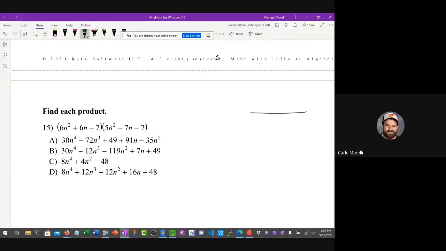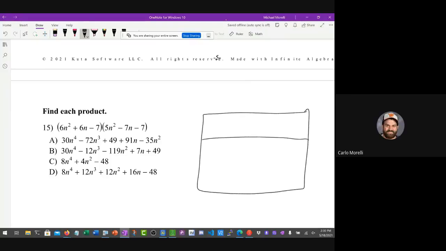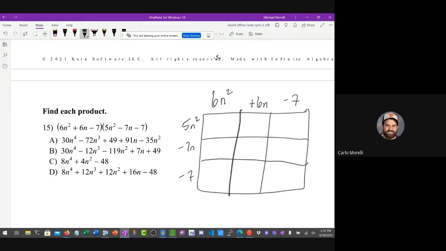Number 15. We're going to do this multiplication deal. The best way to do this is to make a table that is 3 rows and 3 columns. Okay, it doesn't have to be an art project. We can do 6n squared plus 6n minus 7 times 5n squared minus 7n minus 7. This is 30n to the fourth. This is negative 42n to the third. And this is negative 42n squared.